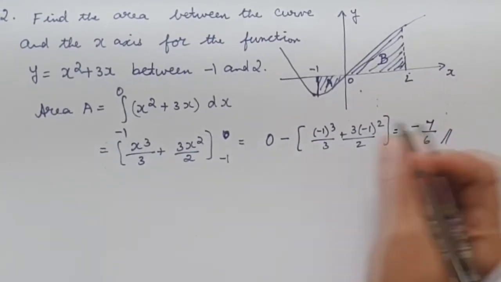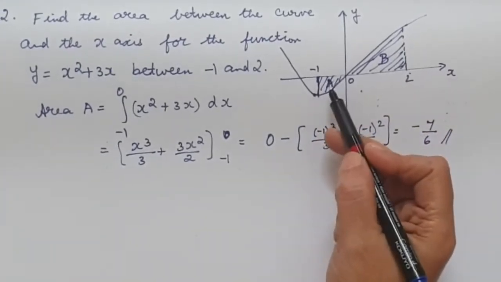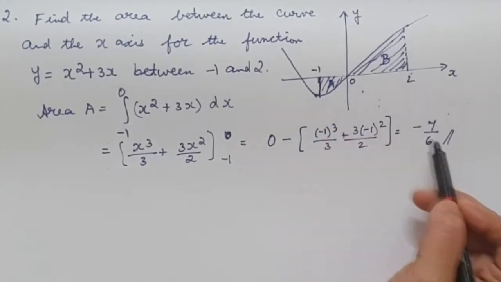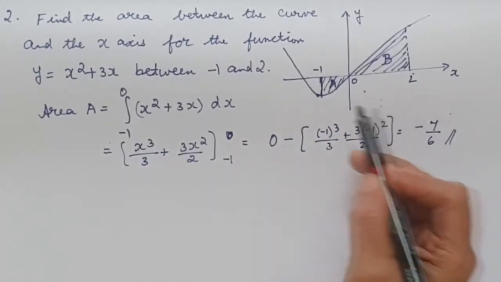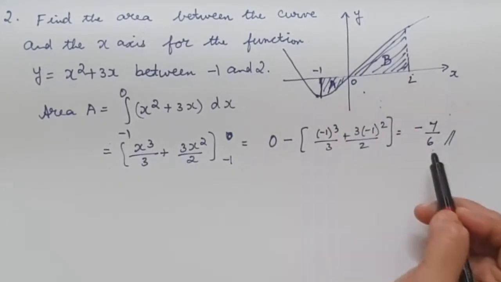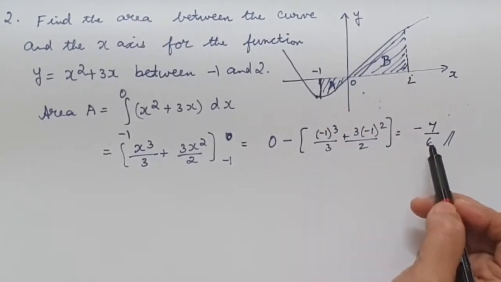We get our area as negative because it is below the x-axis. But area cannot be negative. It has to be a positive answer. So for the final answer, when we are going to add it, we'll just take it as positive.